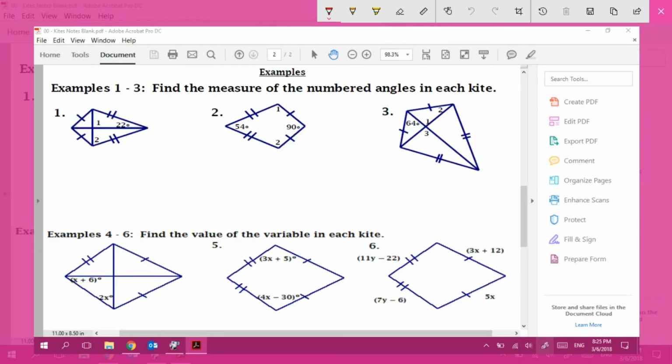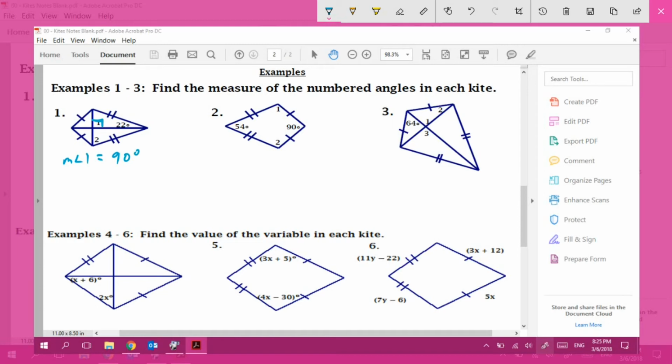So in examples 1 through 3, we're finding the measure of the numbered angles in each kite. So we're going to use the properties to find these angles. Look at the measure of angle 1 over here. How am I going to find that in number 1? Remember, diagonals always intersect perpendicularly. So boom, that's a right angle. So the measure of angle 1 equals 90 degrees. Wow, that one was quick.